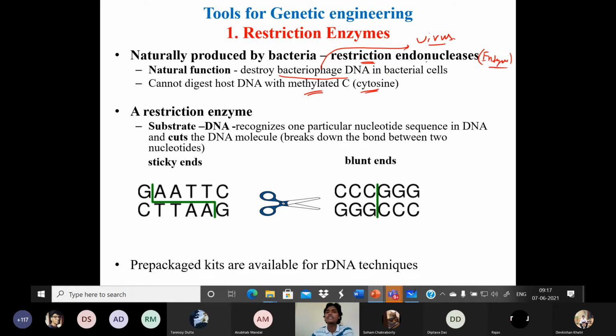Now, what is restriction endonuclease? I would like to explain why it has this name. Restriction means they are restricted. They are sequence specific. They cannot cut DNA here and there. They recognize some particular sequence. Nuclease is any enzyme that cuts nucleic acid. Endonuclease means they cut inside the DNA. That means between two nucleotides, they break the phosphodiester bond. So that's why they are called endonucleases.